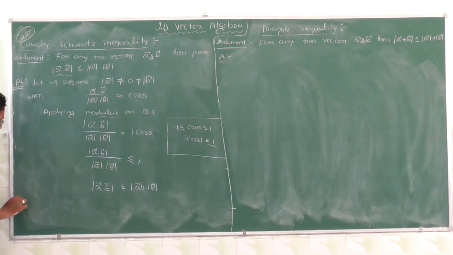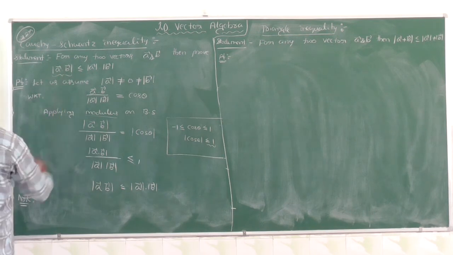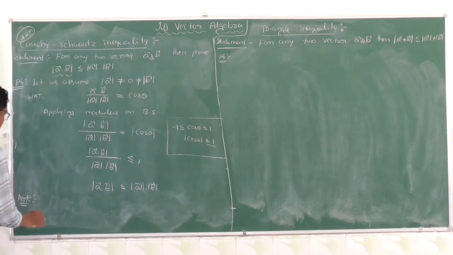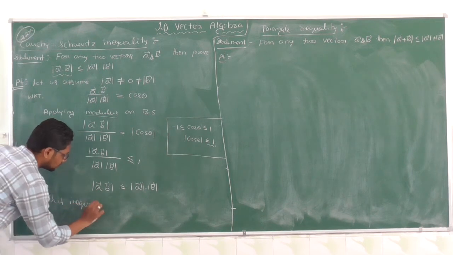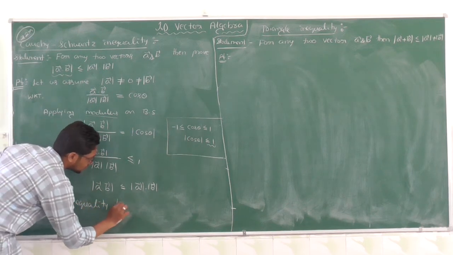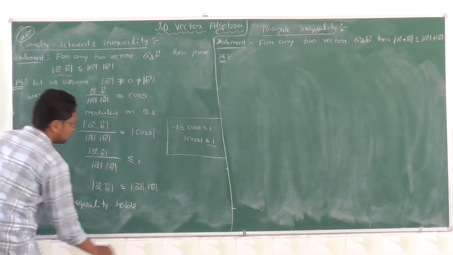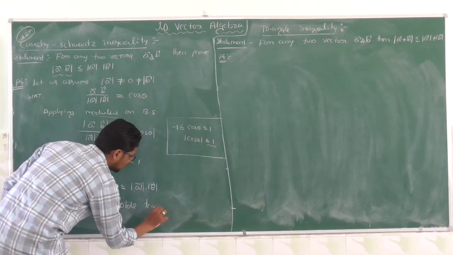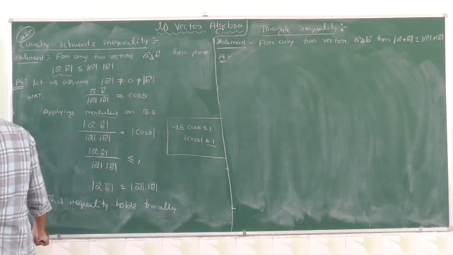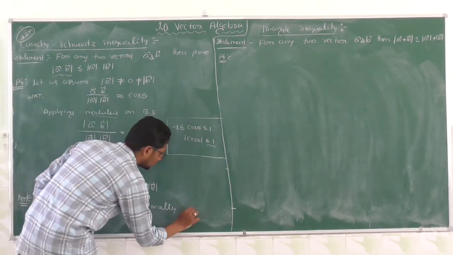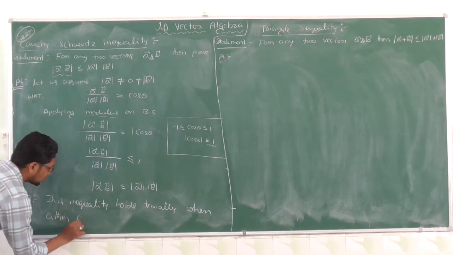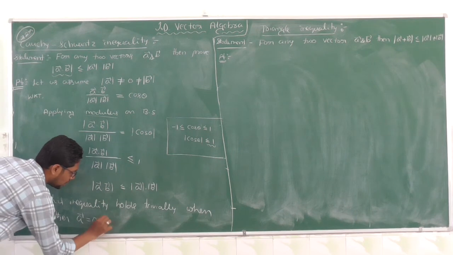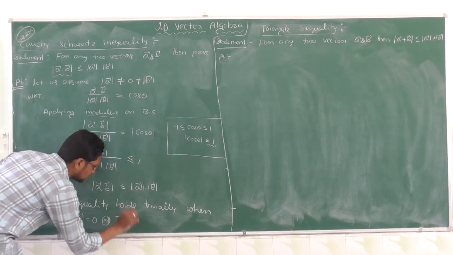And also in this we have one note point. Kindly note down that note point belongs to this inequality. This inequality holds trivially when either A vector equals 0 or B vector equals 0.